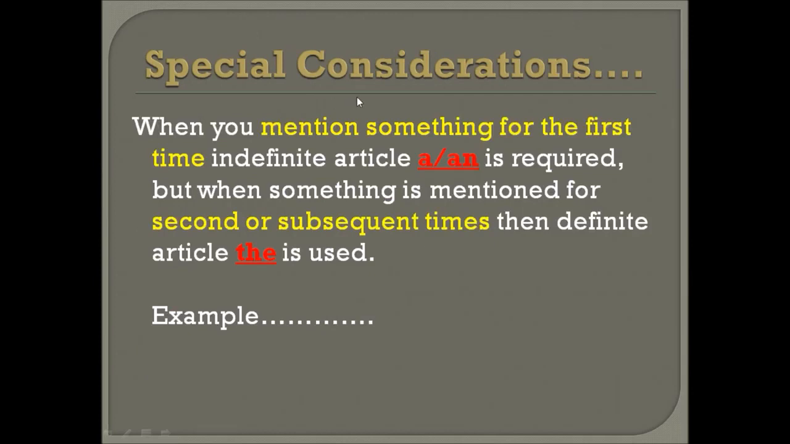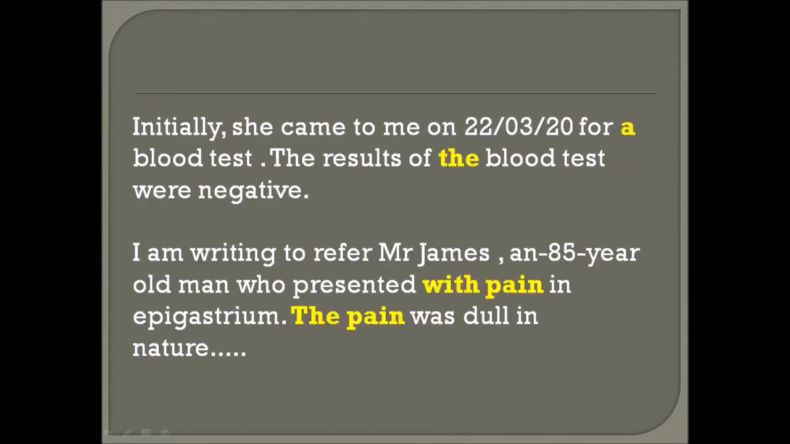When you are going to mention something for the very first time, the indefinite article a or an is required. But when something is mentioned for the second or subsequent times, then the definite article the is used. So always keep in mind the use of an or a and the use of the. Let's discuss some examples here.